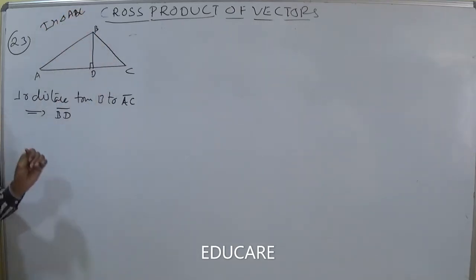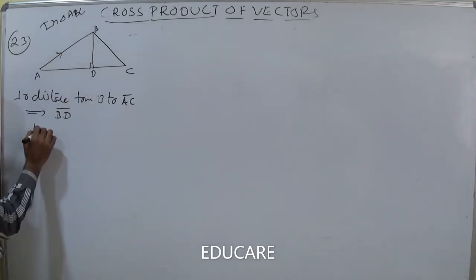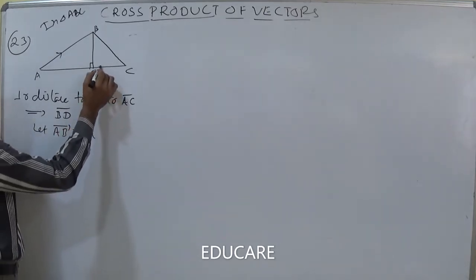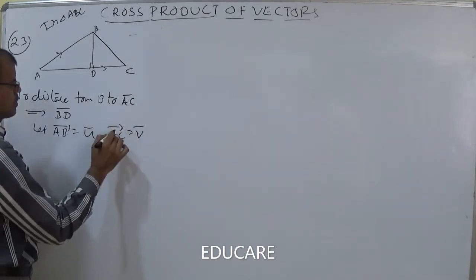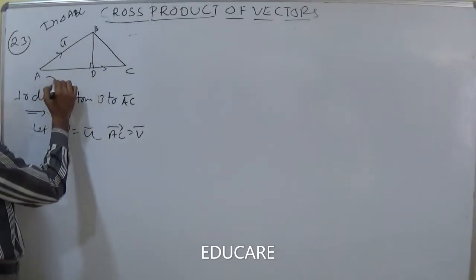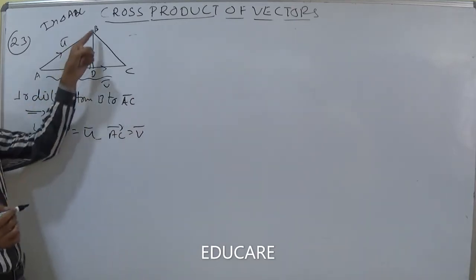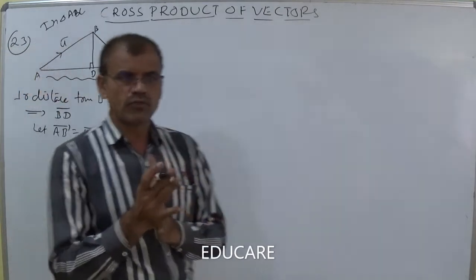Without a triangle also you can say, using the projection concept. Let AB bar equal to u bar, and AC bar equal to v bar. This is u bar and this total is v bar. Now we should discuss the BD perpendicular distance, where D is the foot of perpendicular.